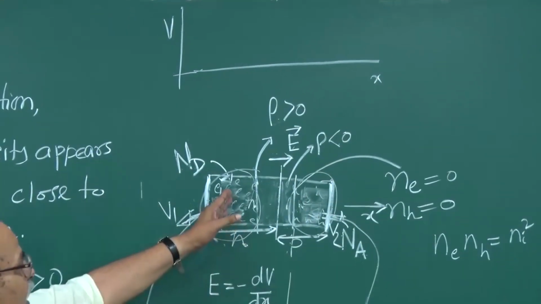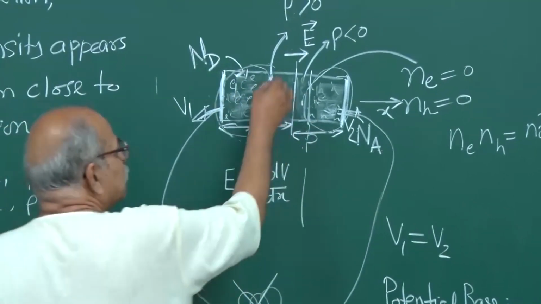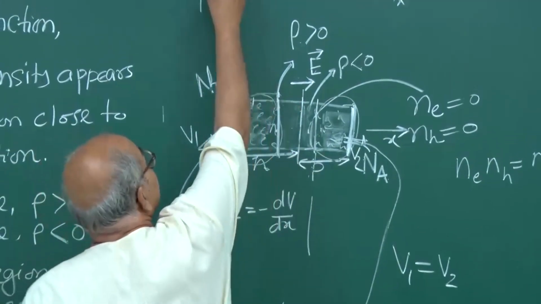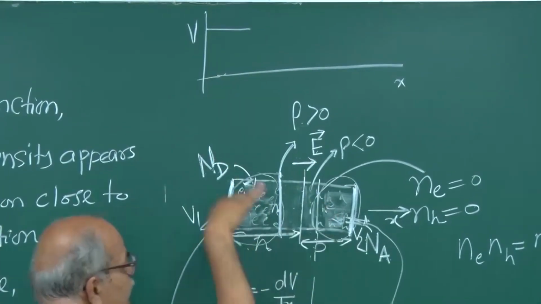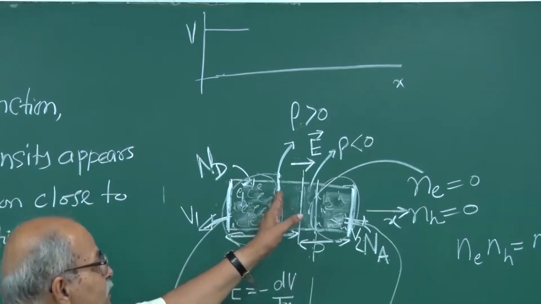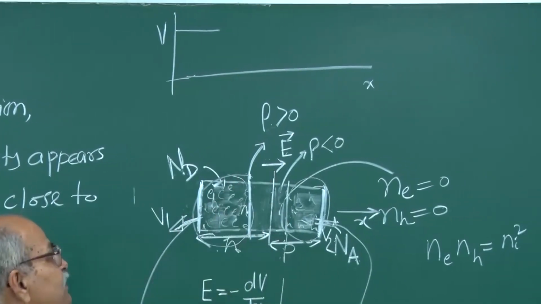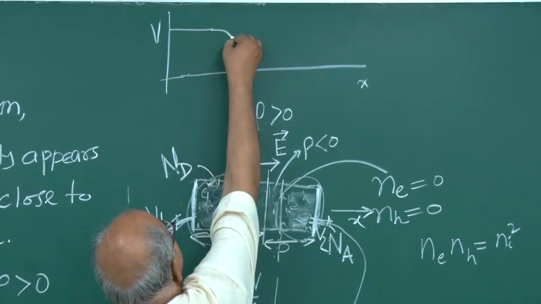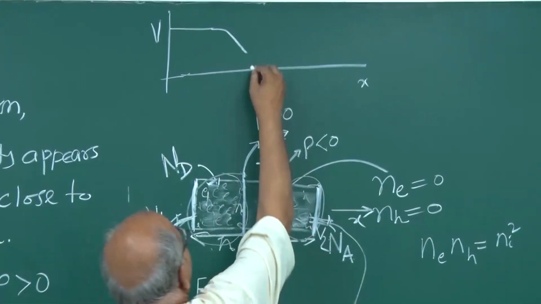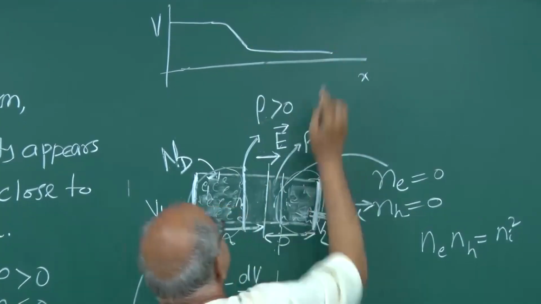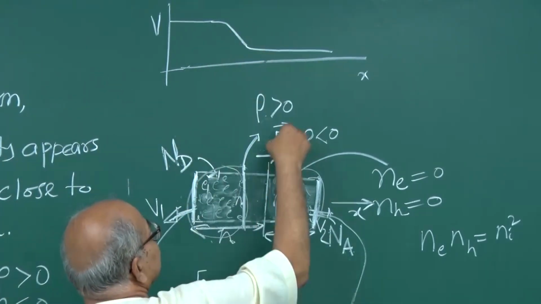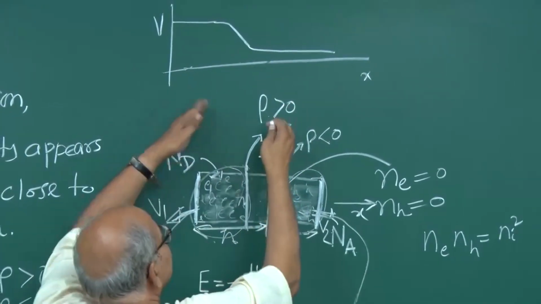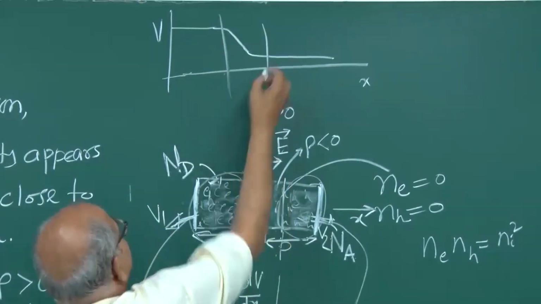This potential is higher and this potential is lower. Up to here the potential is constant, and after that the potential will gradually decrease once you enter this depletion region because of this electric field. So it goes like this, and then again it becomes constant. This is how the potential as a function of x will look. This is the potential, this is the depletion region.